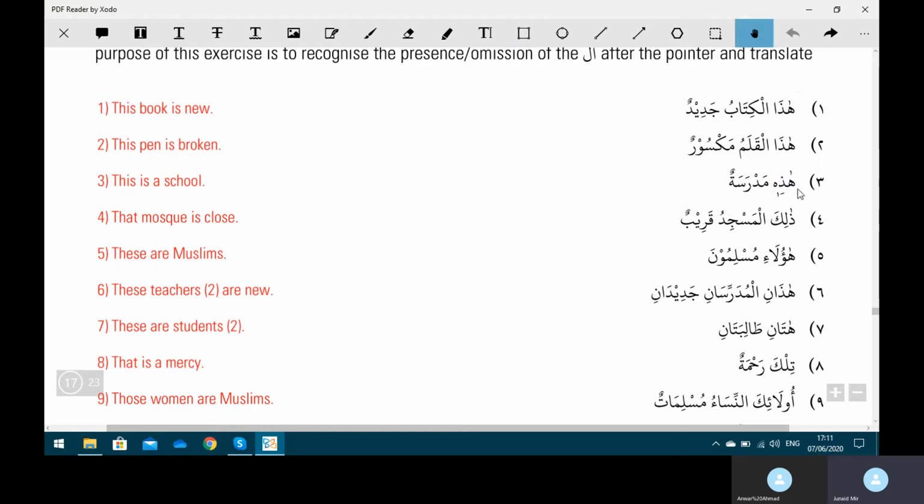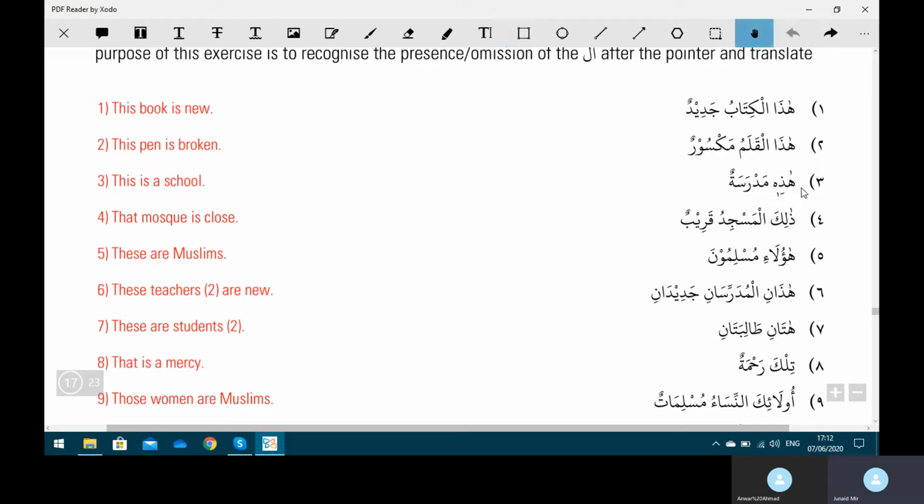Okay. So yeah, hadihi madrasatun. So here we translate it as this is a school. We translated it as a complete sentence. We didn't say this school. Why? Because there's no alif lam after the ismul ishara, the demonstrative pronoun. If there was an alif lam, then it's a fragment. If there isn't an alif lam, it's a sentence. That's the rule. So you see, hadihi is an ismul ishara, and there's no alif lam after it.